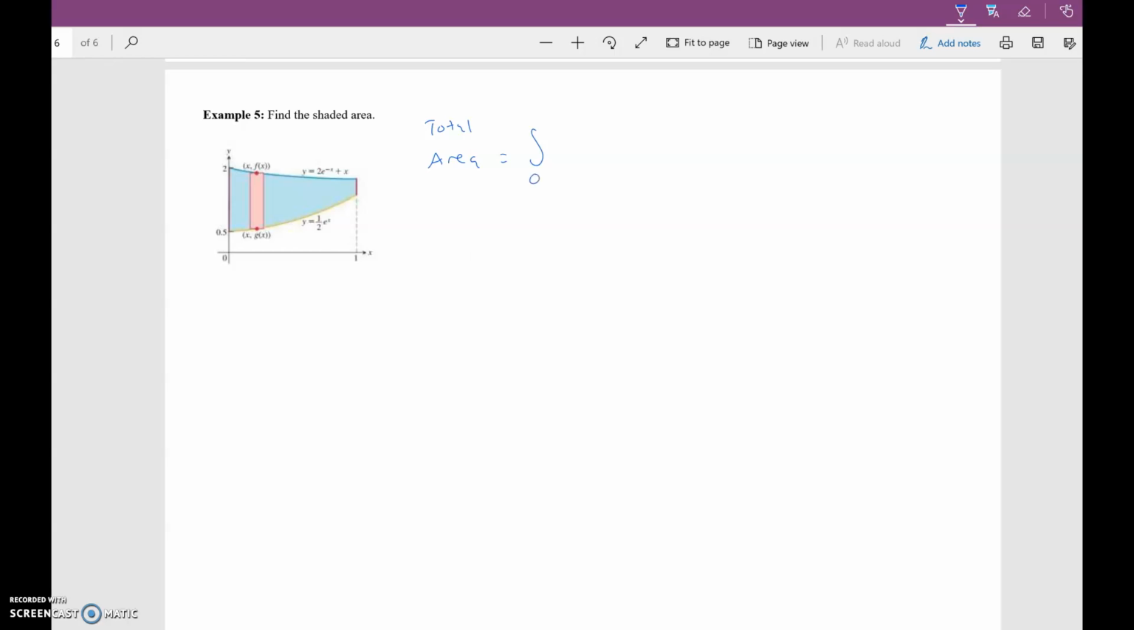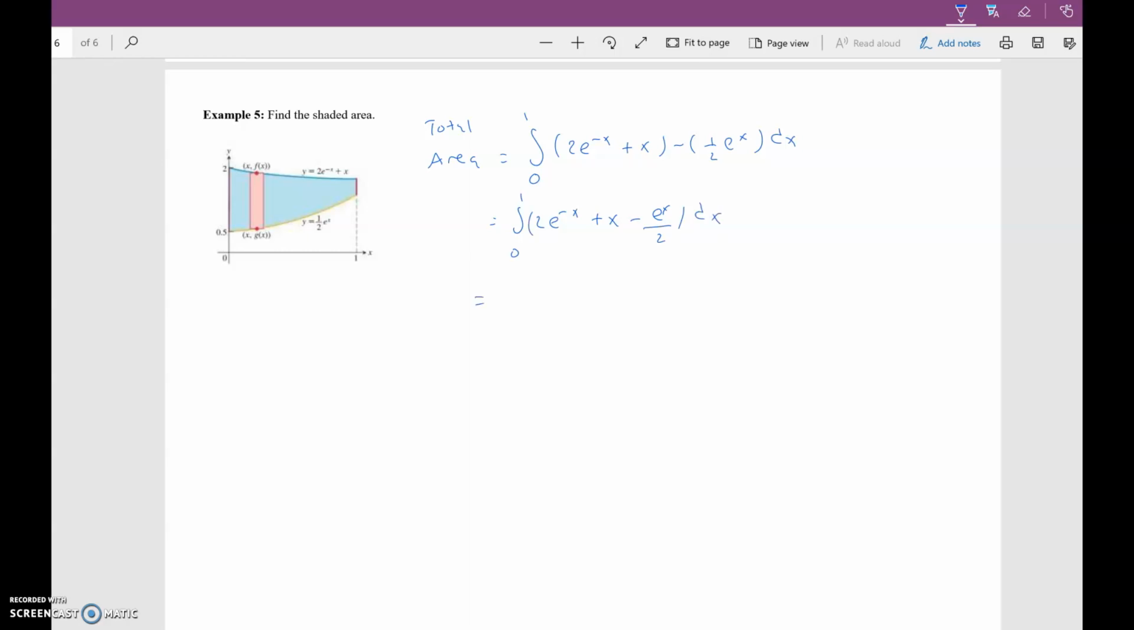So in this case, from 0 to 1, your first function is 2e^(-x) + x, minus (1/2)e^x. Technically this is with respect to x. So let me just express it as the integral from 0 to 1 of 2e^(-x) + x minus e^x divided by 2, with respect to x.